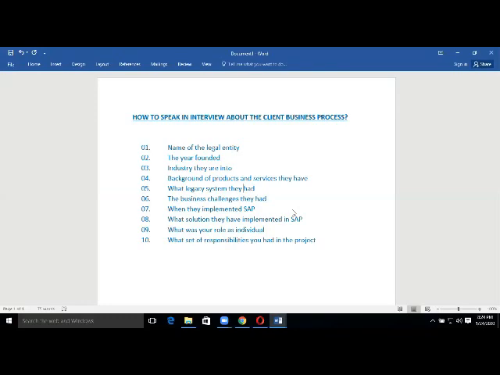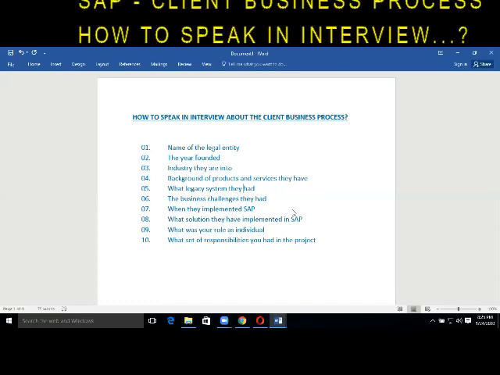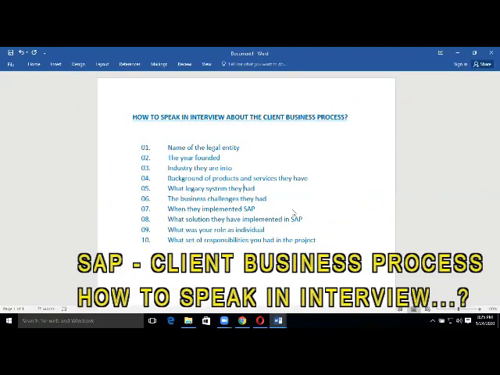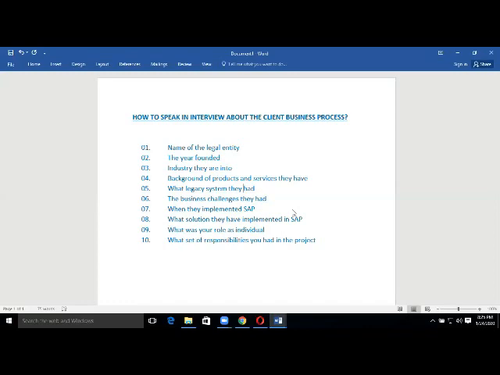And that is why, as part of the second phase of the project implementation, the BBP phase, we are trying to understand the client business process. And when you are trying to understand it, the important aspect would be to understand the background of the organization, the enterprise structure, the master data structure, the business processes they have, the legacy system they have, the infrastructure they have, the business challenges and complexities they have, and importantly, why they are implementing SAP applications.